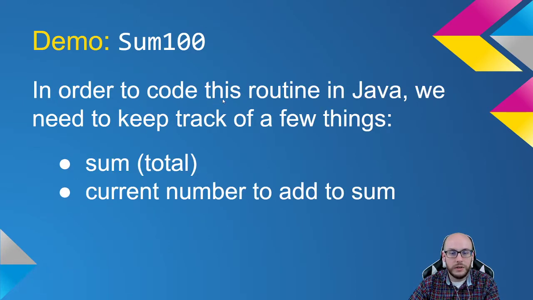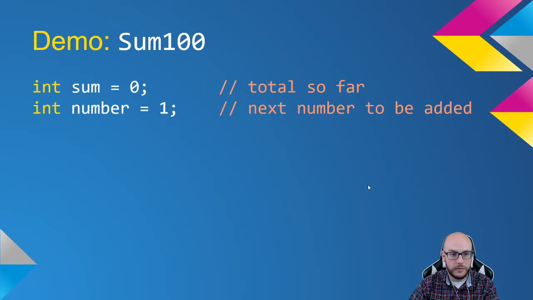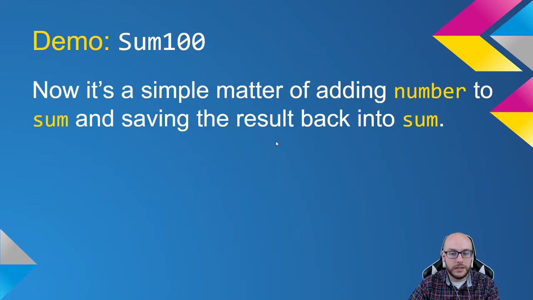In order for this code to work, we're going to need to keep track of a few things. We need to keep track of our sum, our total, and we need to keep track of the current number that we want to add to that. So I'm going to create 2 integers. My sum, which I'm going to use to track my total, and number, which is the next number to be added to our sum.